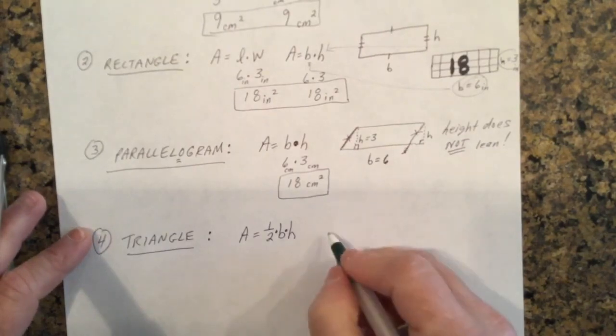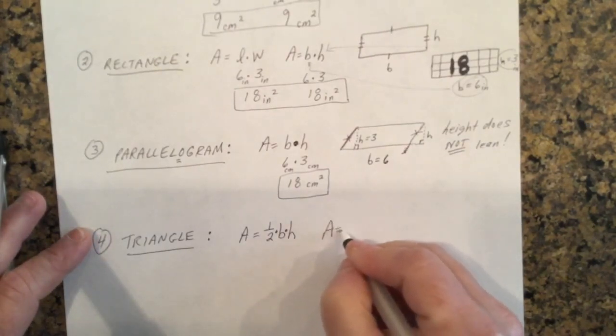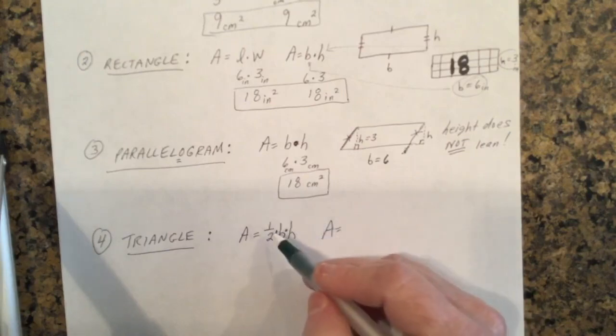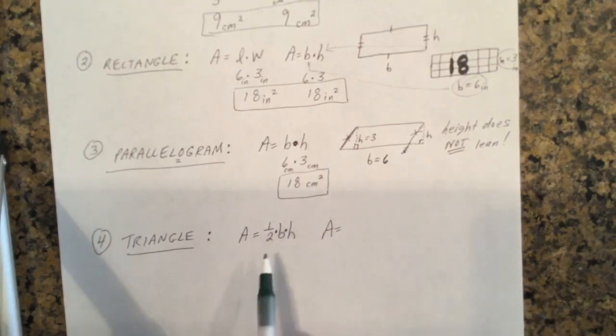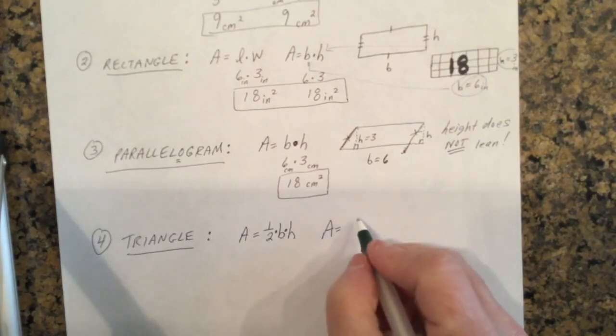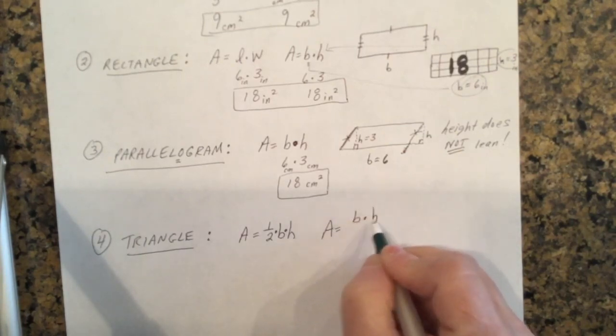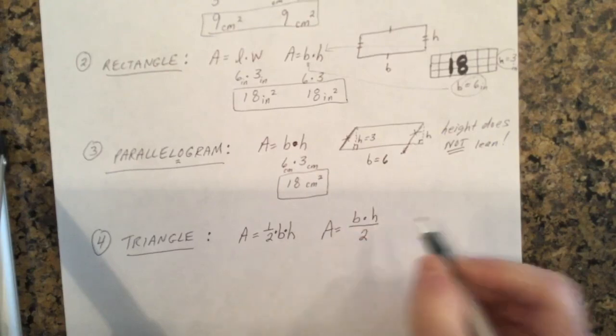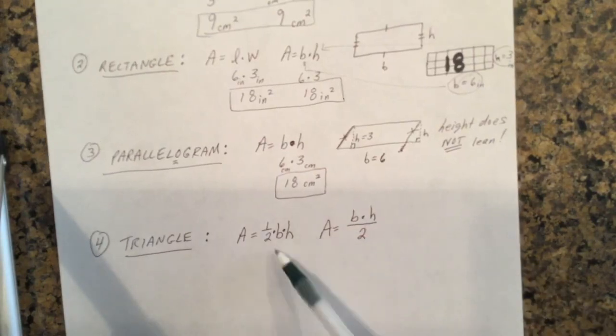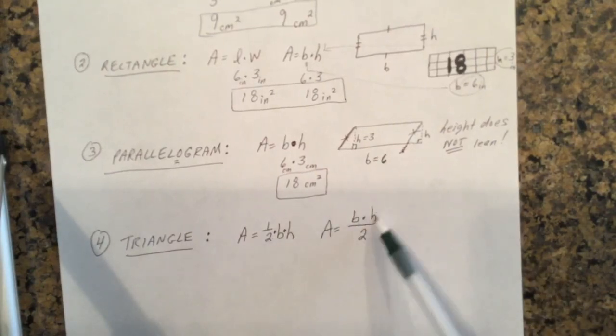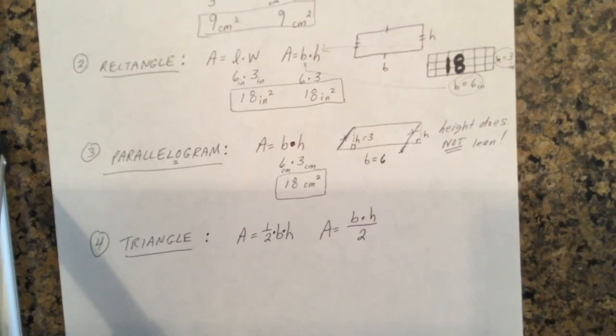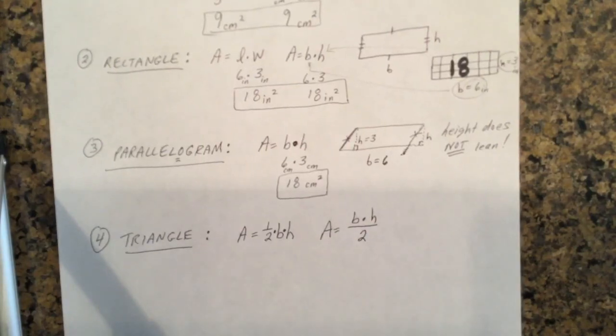Okay, now there's another formula for a triangle that I actually like better because I don't have to use this fraction. But a lot of times you're going to see it written as 1/2 base times height. You could also say base times height divided by 2, because we know that half of something is the same thing as splitting it into 2. So those formulas are exactly alike. They do the exact same thing.